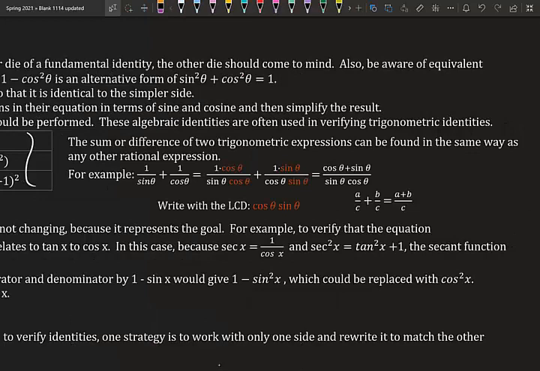The sum or difference of two trigonometric expressions can be found in the same way as any other rational expression. So say you want to add 1 over sine plus 1 over cosine, you find the LCD and add them. That's all. So you treat this as everything we've always done.